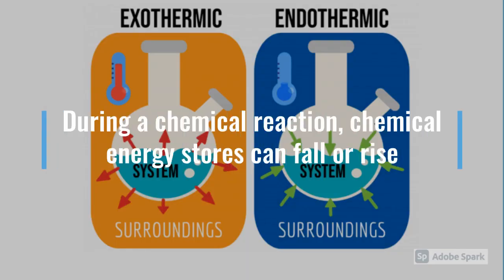During a chemical reaction, chemical energy stores either fall or rise in the chemicals that are reacting. If the chemical energy stores fall, energy is being transferred to the surroundings, and the surroundings usually feel warmer. That's an exothermic reaction. If the reacting chemicals are absorbing energy, the surroundings feel cool, and the chemical stores rise. That's an endothermic reaction.